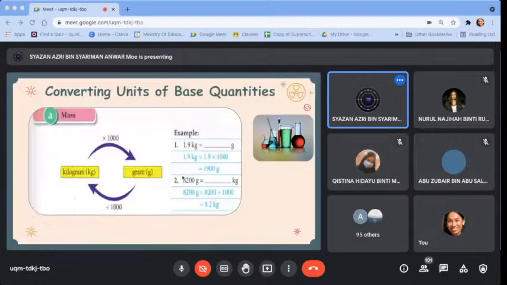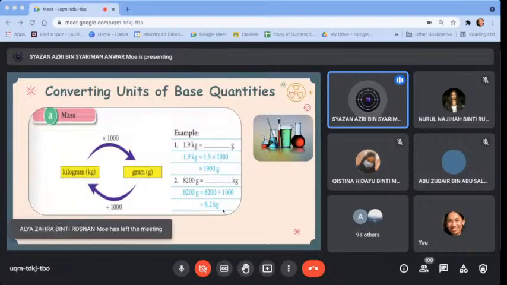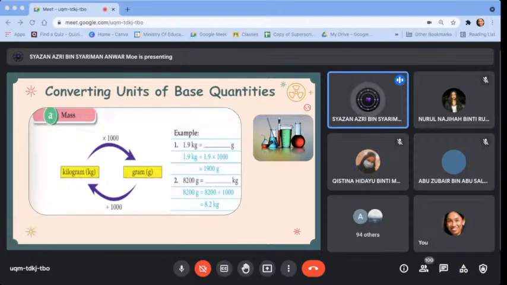If we want to convert grams into kilograms, we need to divide the number by 1000. For example, 8200 grams. In order to change it to kilograms, we need to divide it by 1000. So from a large unit to a small unit, we need to multiply. And from a small unit to a large unit, you need to divide.